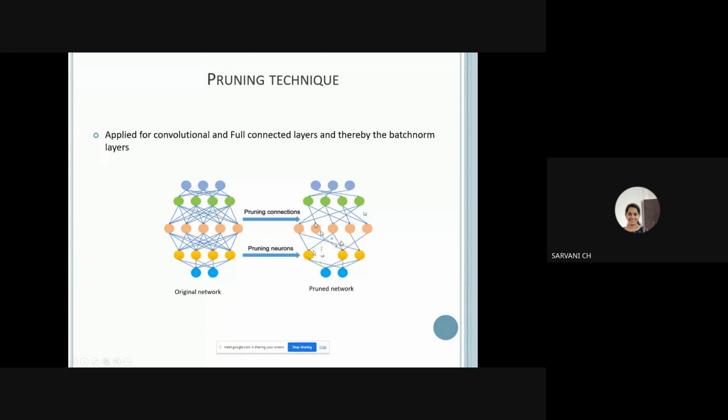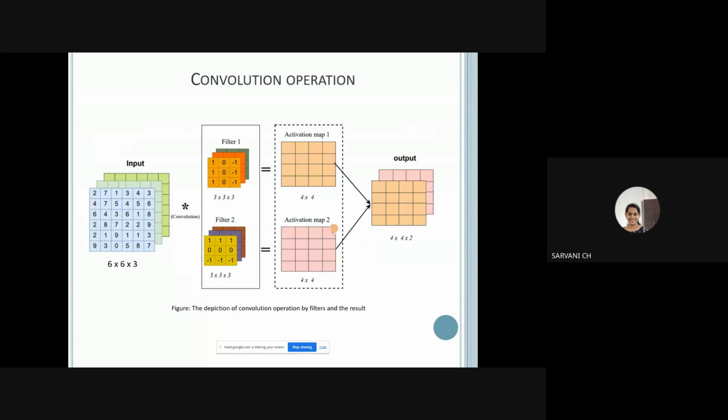So the top way of pruning, that means only removing certain weights, is called unstructured pruning. And if you remove the entire neuron along with the connections, this is called structured pruning. And this is mainly for the fully connected multilayer perceptron. And coming to convolutional layers, all of you are well aware of the convolutional operation.